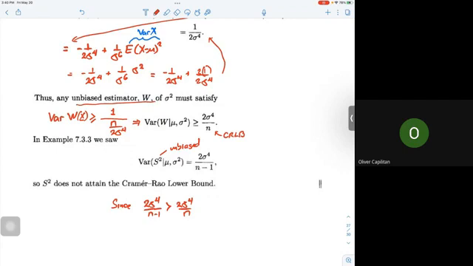So the estimator, which is the sample variance, does not attain the Cramer-Rao lower bound. So in this case, our S squared here is not a best unbiased estimator. Because if our estimator attains the Cramer-Rao lower bound, then that unbiased estimator is a best unbiased estimator.